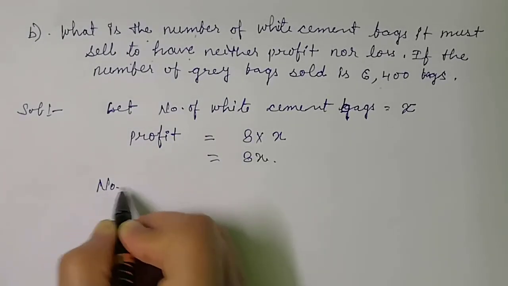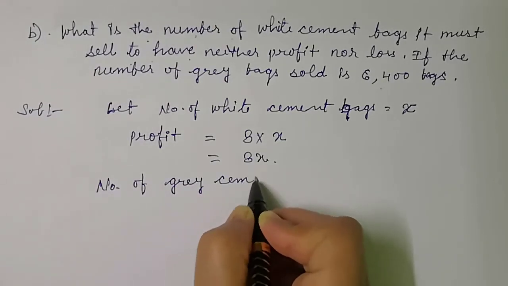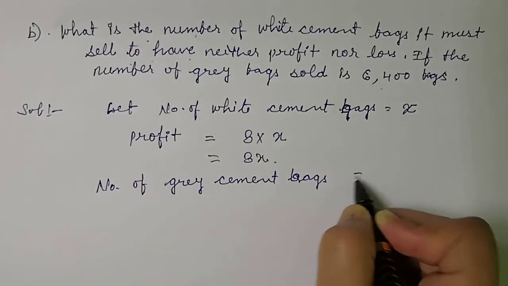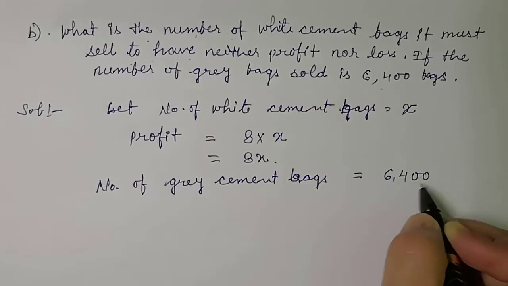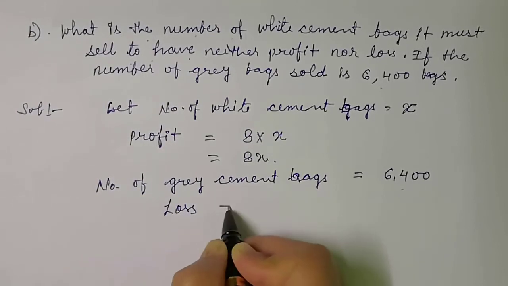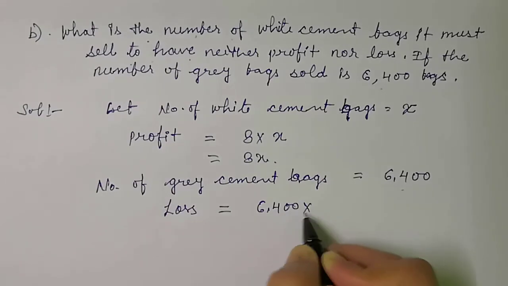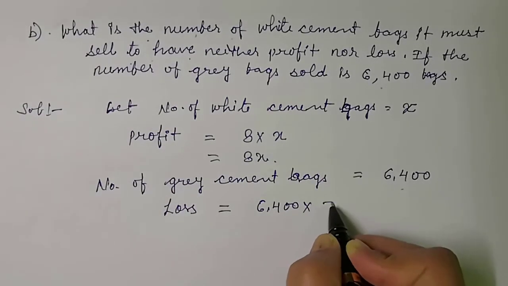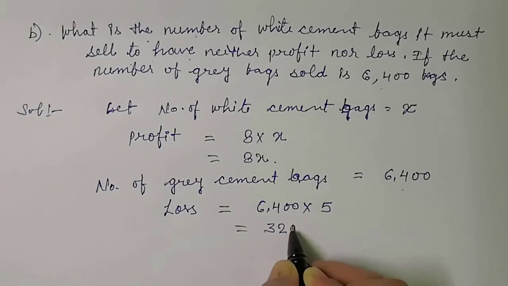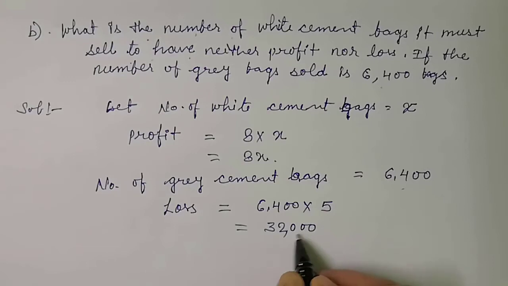Now see, the number of grey cement bags is 6400. This is the number of grey cement bags. Here we will find out the loss, and we multiply the number of grey cement bags by the loss for each grey cement bag, that is 5. We get 32,000 when we multiply this.